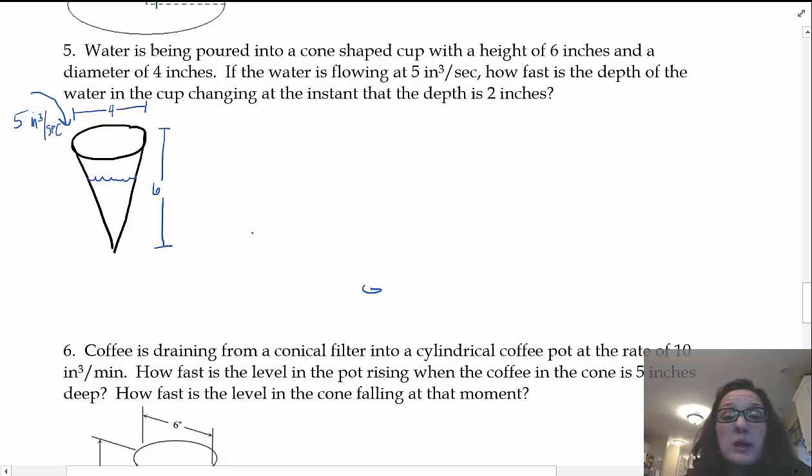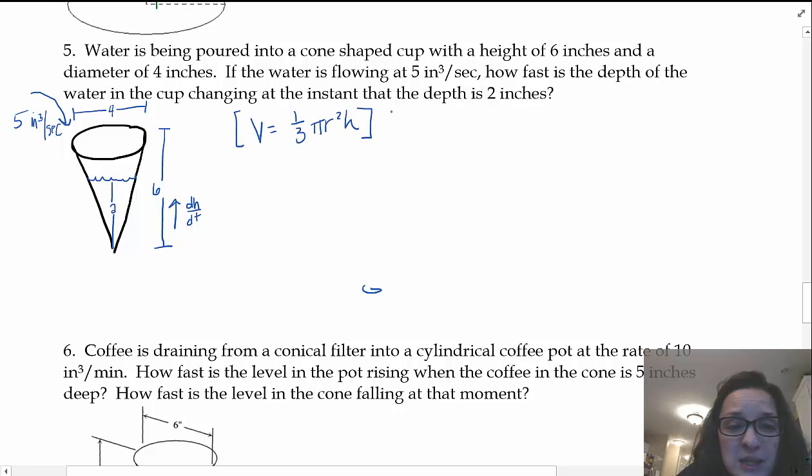If that's pouring in at 5 cubic inches per second, how fast is the depth of the water in the cup changing? So I want to know, how fast is this changing at the instant when the depth is 2? So it's 6 total, but we're saying this right here is 2. What am I going to do? Well, option 1 is to say the volume of a cone is 1/3 pi r squared h.